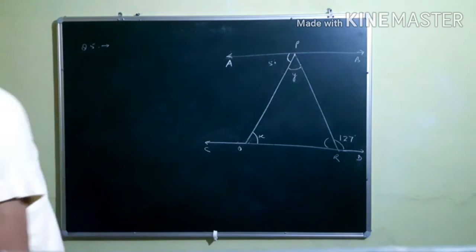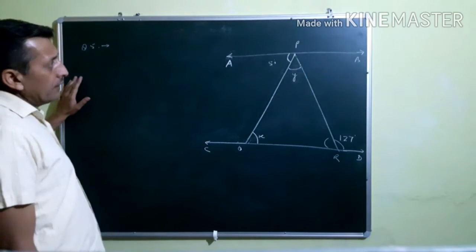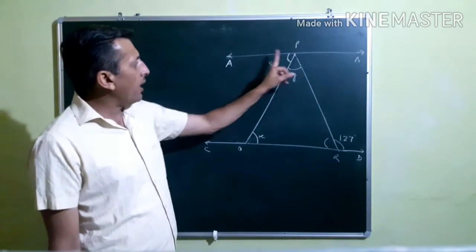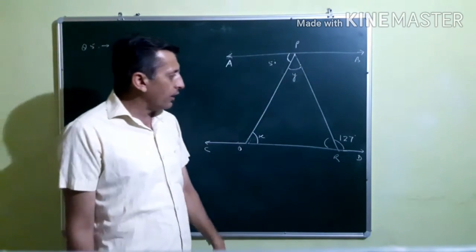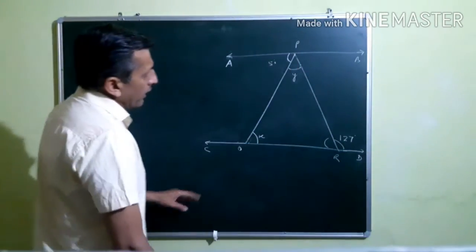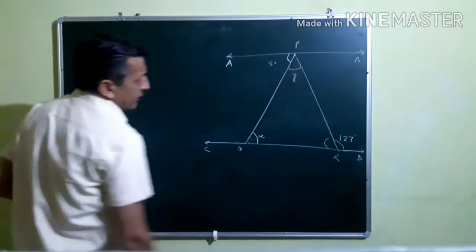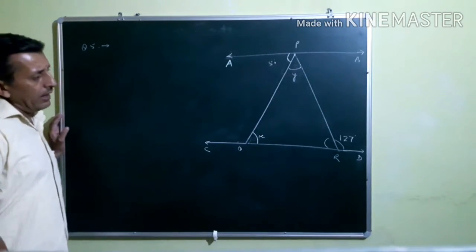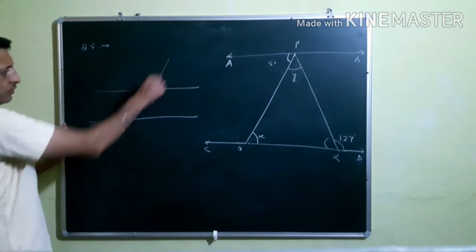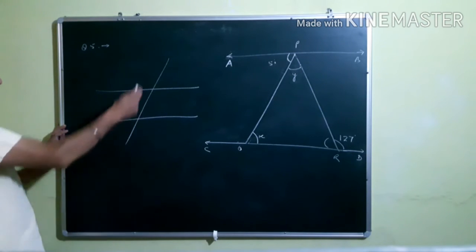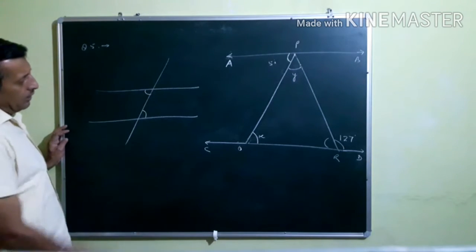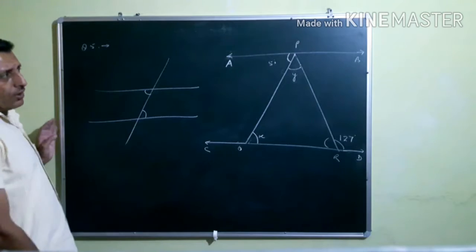Students, now this is question number 5. In this question he said that if AB is parallel to CD and angle APQ is equal to 50 degrees, similarly angle PRD is equal to 127 degrees, then find the value of X and Y. So in this case we have to find the value of X and Y. As you know, if these two lines are parallel, and suppose this is a transversal line which intersects these two lines, then their alternate interior angles are equal. That means this one and this one.